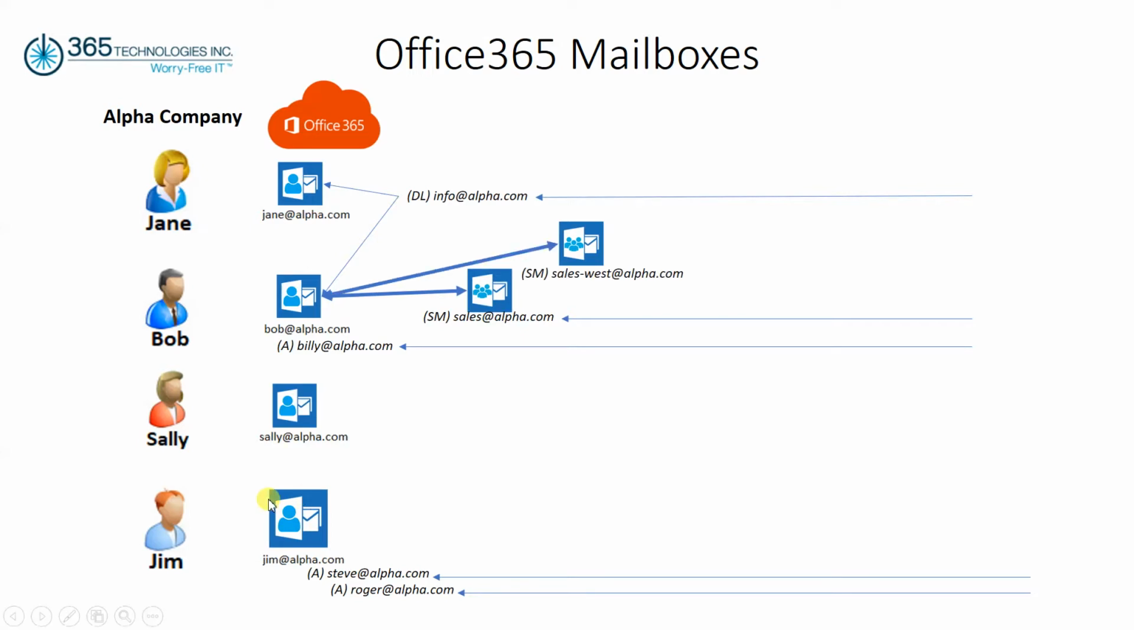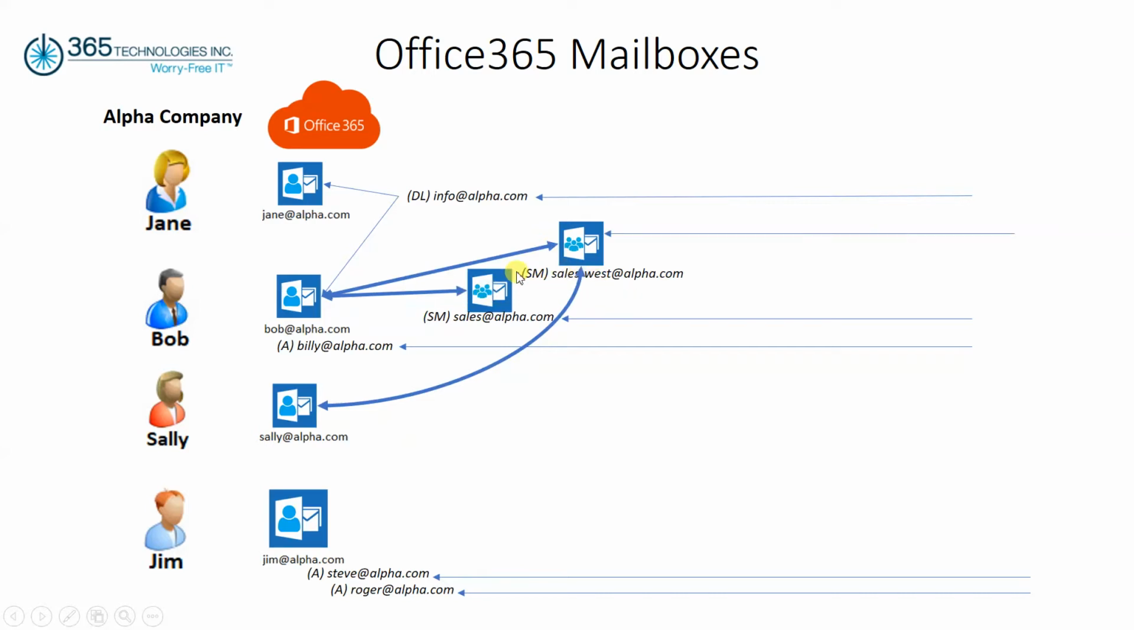So let's say sales is growing and Bob wants to set up another shared mailbox for Sales West. So here's maybe a general sales at alpha.com, and here's a Sales West. Maybe he's got some customers that are going to send email just to that. Now, he can share that shared mailbox, that's why it's called a shared mailbox, with another user. So maybe Sally is helping Bob out, and she's going to take over Sales West. So now both of them can see all the email that comes into Sales West.